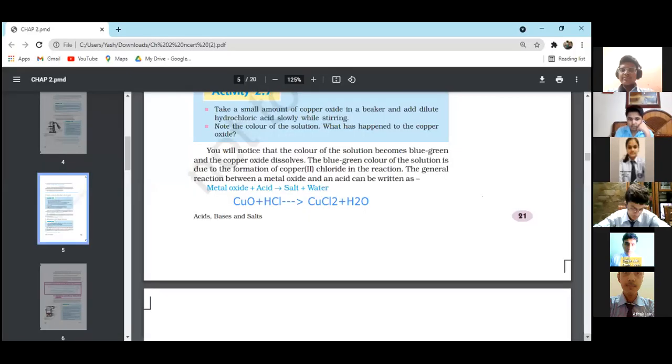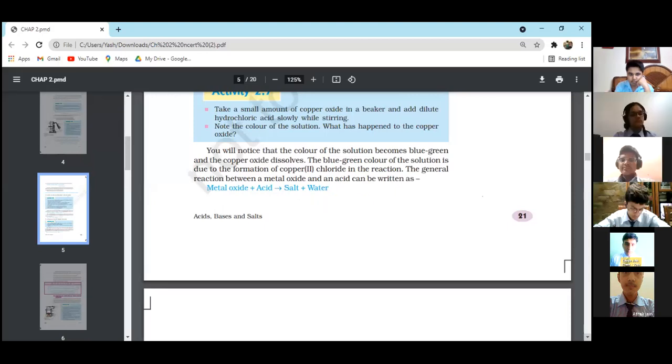Now we have taken a basic oxide. Why are we saying basic oxide? Will copper oxide be acidic or basic? It is a metallic oxide. What is the nature of a metallic oxide? Ma'am, basic in nature. Copper oxide is basic in nature. So we have taken here a basic oxide, that is copper oxide.